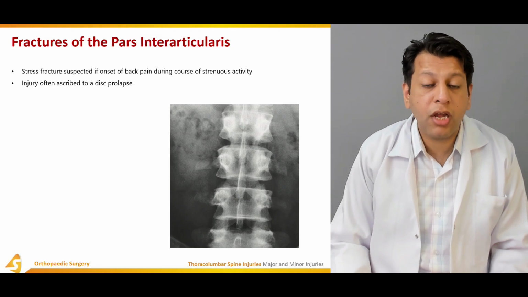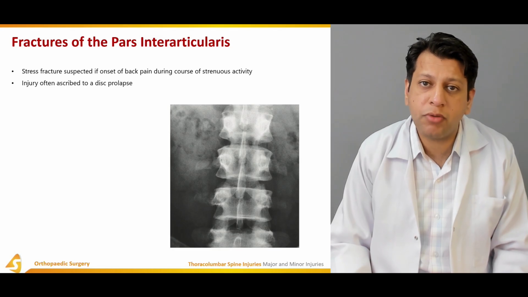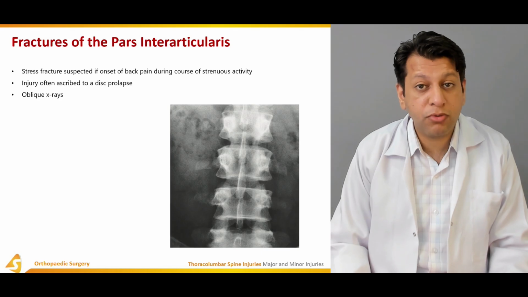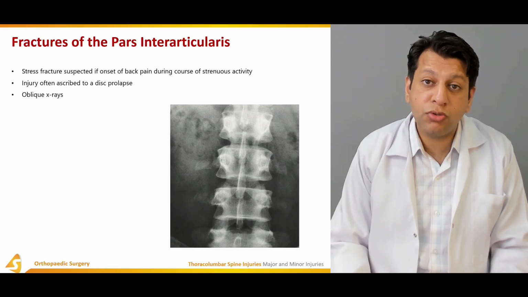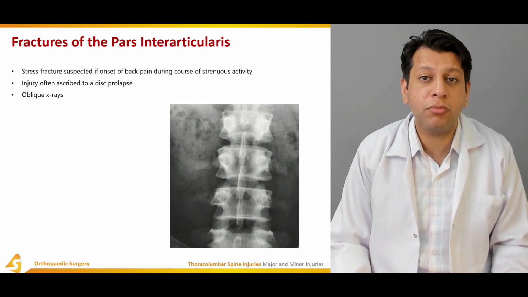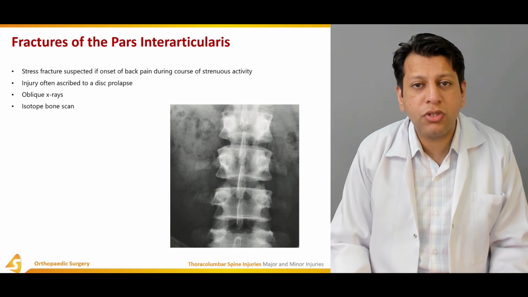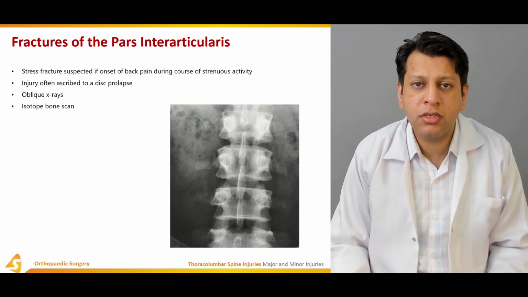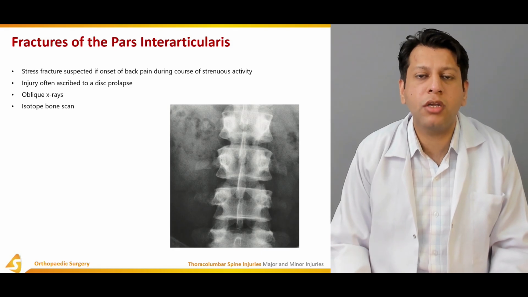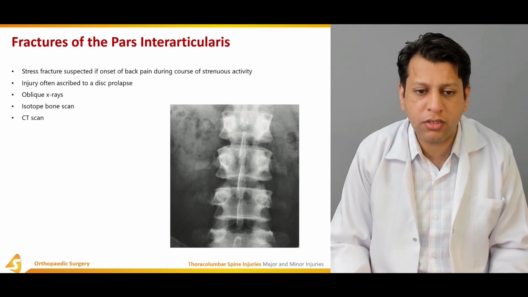The injury is often ascribed to a disc prolapse, but when you get an MRI, there's no disc prolapse visible on MRI. For this, you may need an oblique X-ray just to see whether there is an associated fracture or there may be a simple non-union of the pars interarticularis. On isotope bone scan, usually it is a cold lesion. Rarely it's hot, because if it's an acute injury, it may be associated with a hot lesion, but chronic pars interarticularis stress fractures usually are cold lesions.